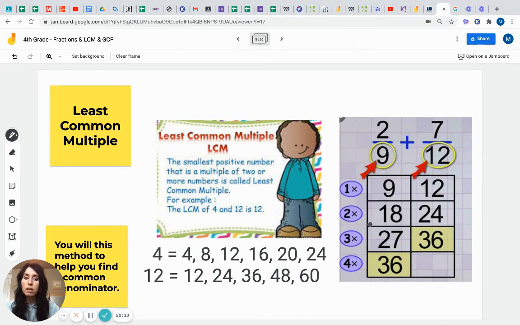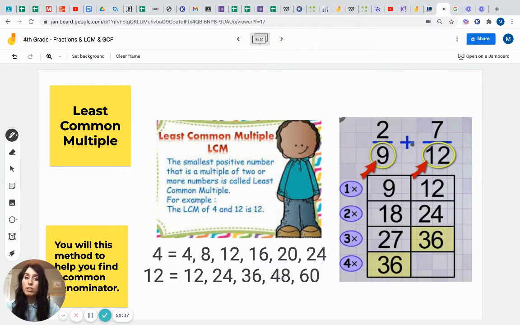And then you would go 9 times 2 is 18, or 12 times 2 is 24. We haven't found anything that's common between them. That means the same. So we keep going until we find something. So we'd say, what's 9 times 3? 27. What's 12 times 3? 36. Then I do 9 times 4, what? 36. Do you notice that we just found that they have something in common?